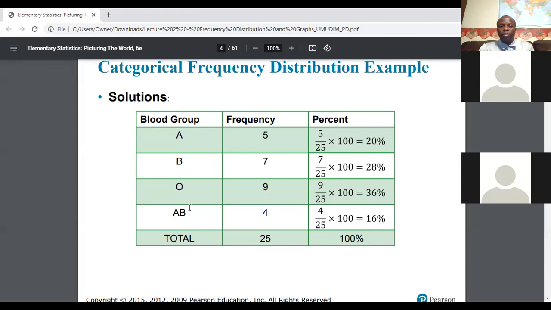For B, we get 28%, for O, that's 36%, for AB, 16%. Now, for somebody who is not versed in statistics, when you look at these numbers, they know what percent is, but what does this result imply? That leads us to the interpretation of the data. You can see that 20% of them belong to group A, 28% of them to group B, 36% of them are in group O, and then 16% in group AB. But the majority belong to group O because it is 36%.